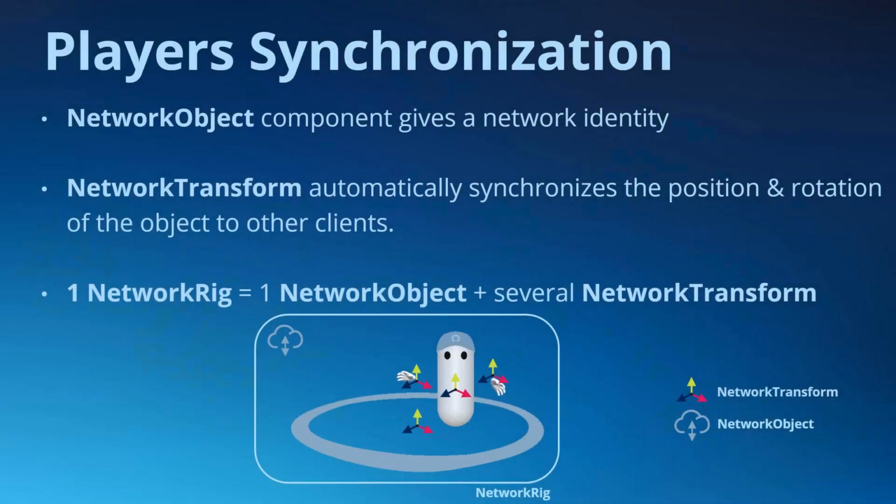Now let's move on to the network part itself. The spawned prefab for each player must contain a network object. It gives the object a network identity so that all peers can reference it, and handles things like who has the authority. Then you can add synchronized components on the prefab. One component available in the Fusion SDK is the network transform, which automatically synchronizes the game object transform's position and rotation to other clients. So at the end, for each network rig, we have one network object and several network transforms.